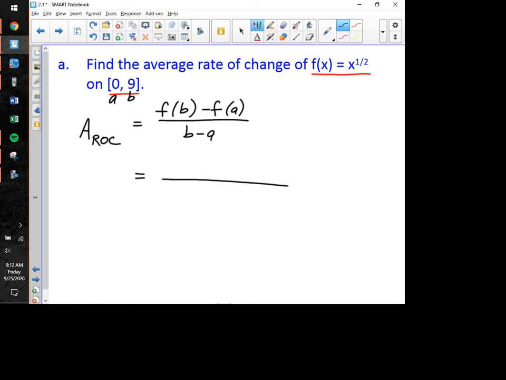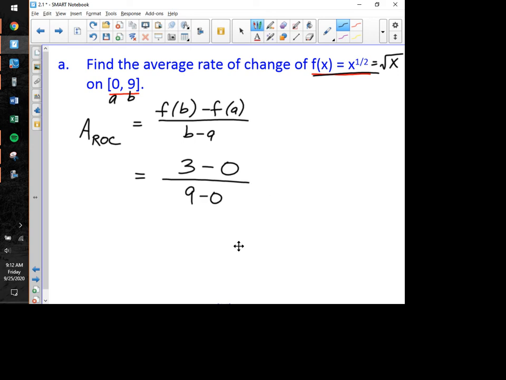F of b, we're going to find that by plugging 9 into this function right here. And of course, x to the 1/2 is going to be the square root of x. So f of b is going to get us 3 here, minus f of a. Plugging a 0 into that function gets us 0. And then down on the bottom, the change in the x values, that's going to be 9 minus 0.